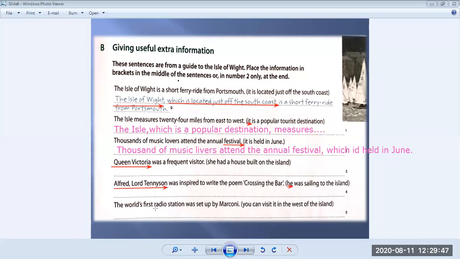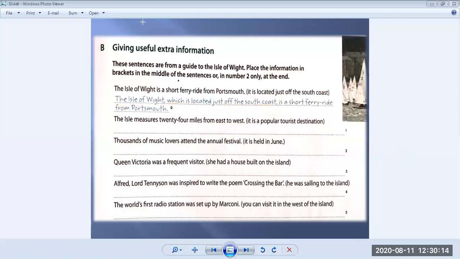So the world's first radio station was set up by Marconi. And then you can visit it in the west of the island. So which are we talking about? We're talking about Marconi or the world's first radio station? Which one are we talking about? We're talking about the radio station. That means you're going to define the sentence over here to give extra information.